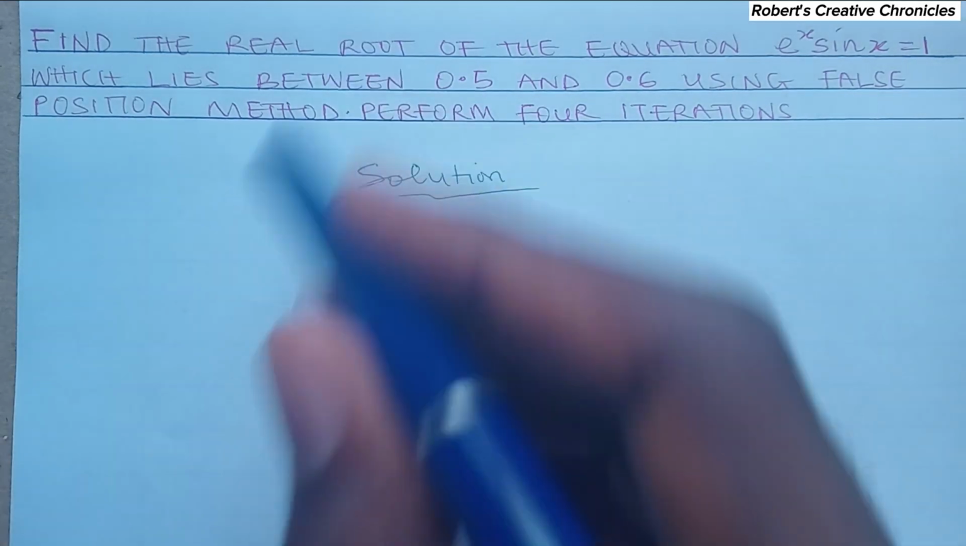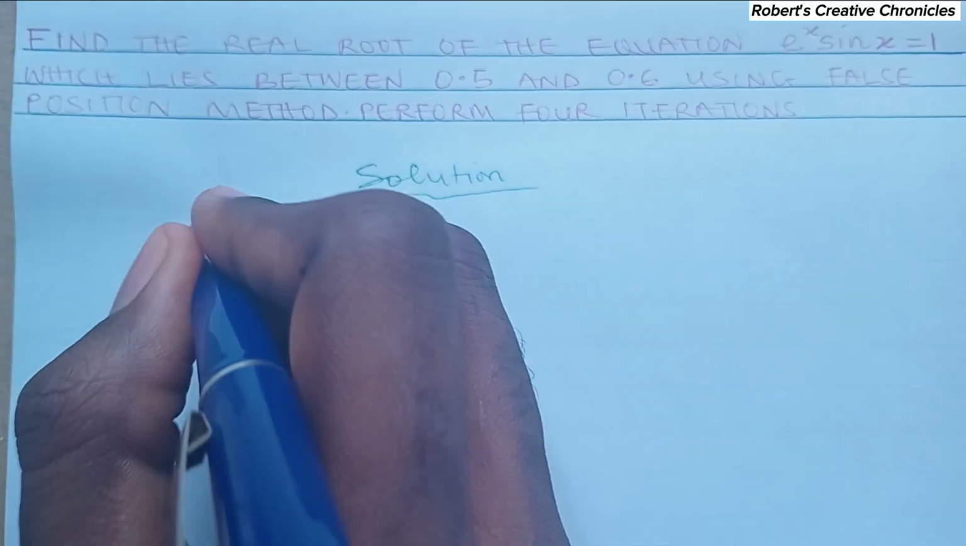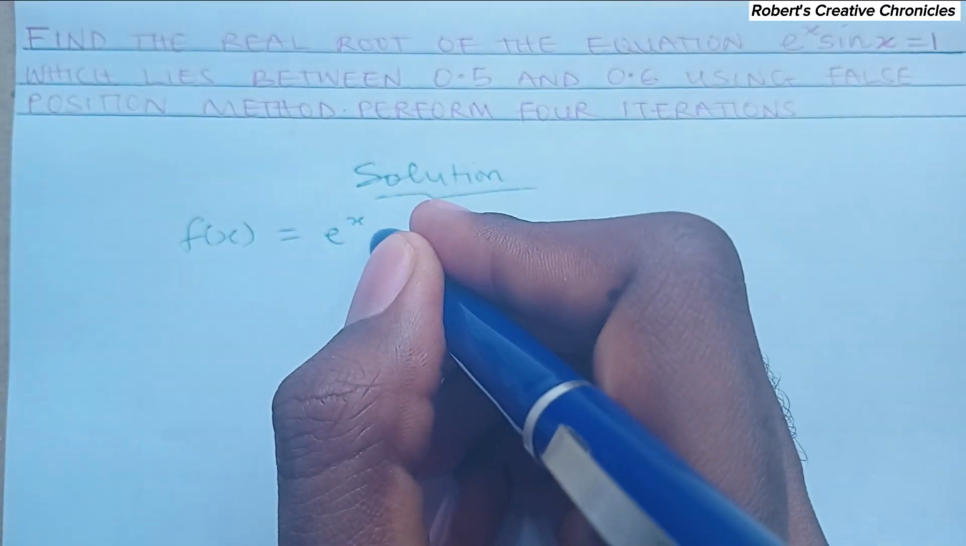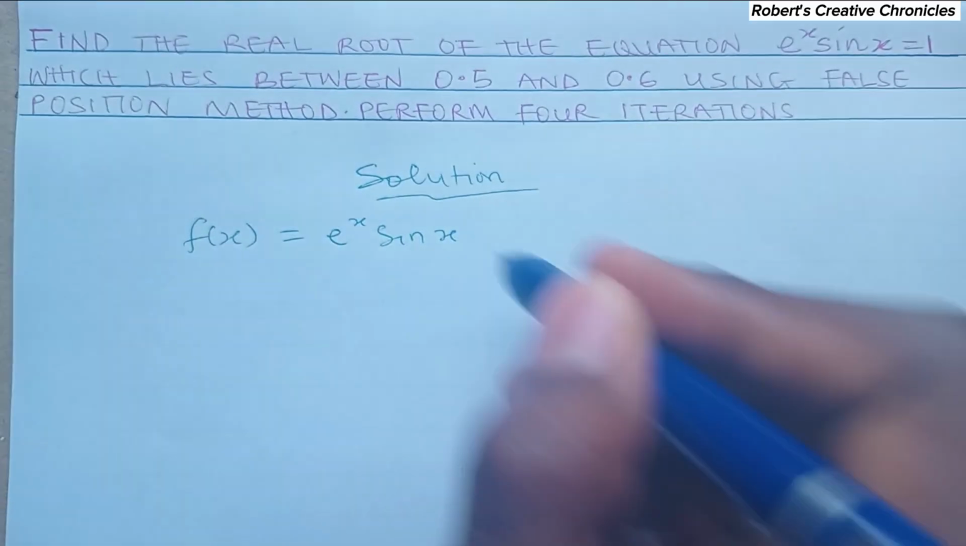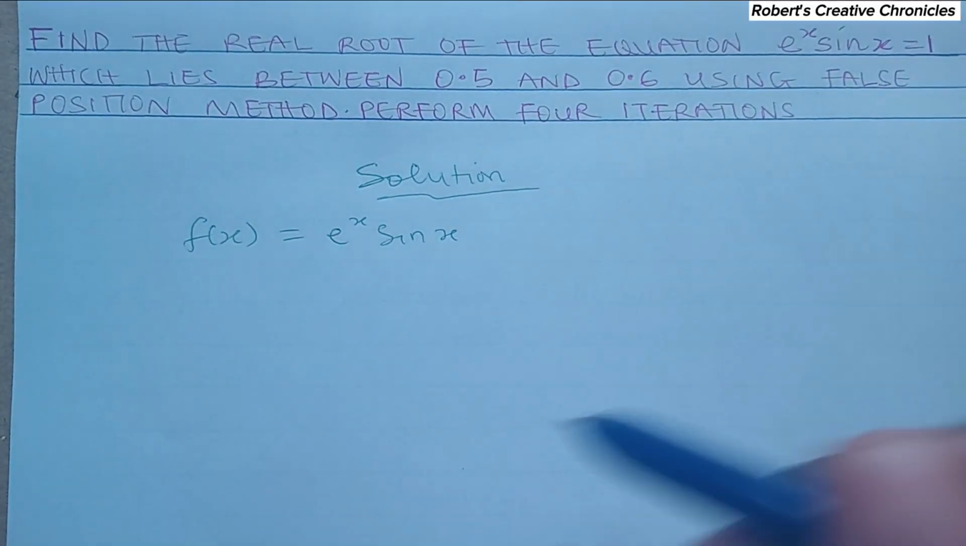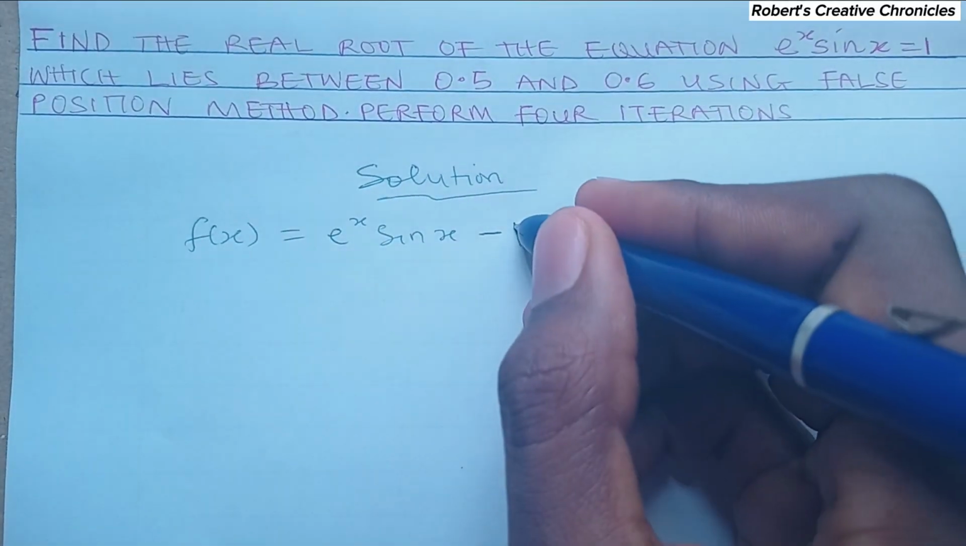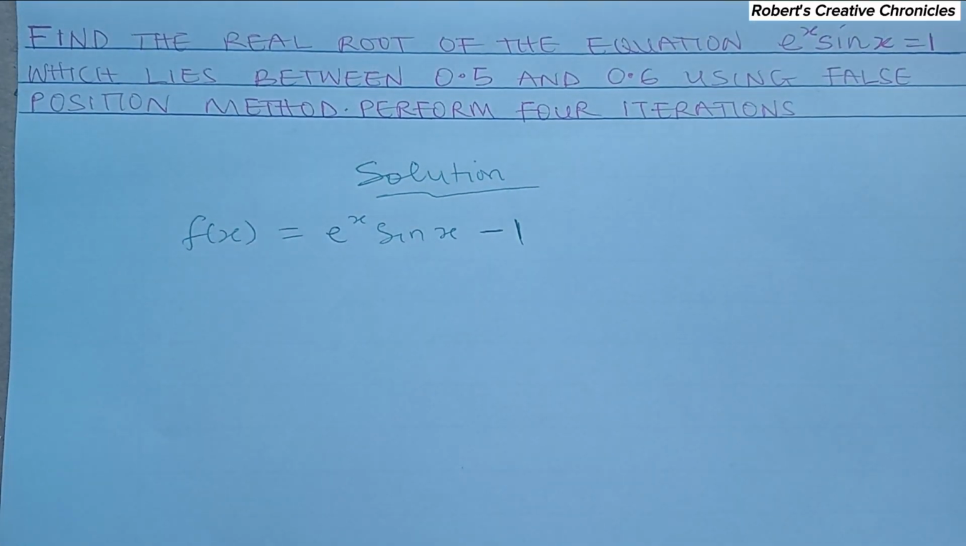So now we'll write this function. The function will be f(x) = e^x sin x. Then we'll bring this one to the other side, minus 1. Now this is the function we are going to work with.